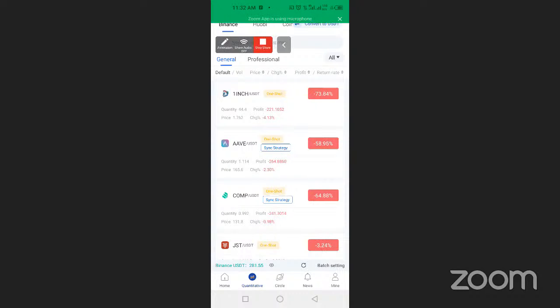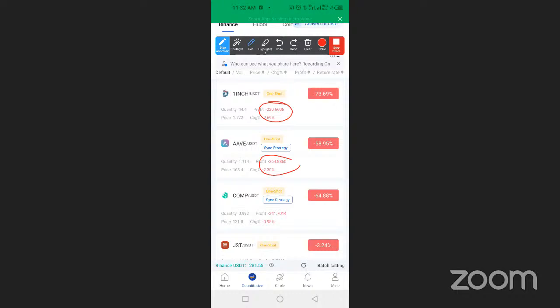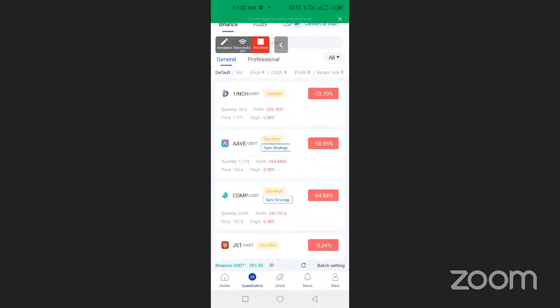You understand? This is a floating loss of $200 and something. If I count all, it's closer to like $2,000. You understand? But I'm not bothered, because there's nothing you can do. You can't close this in a loss. That would be a total, stupid decision.